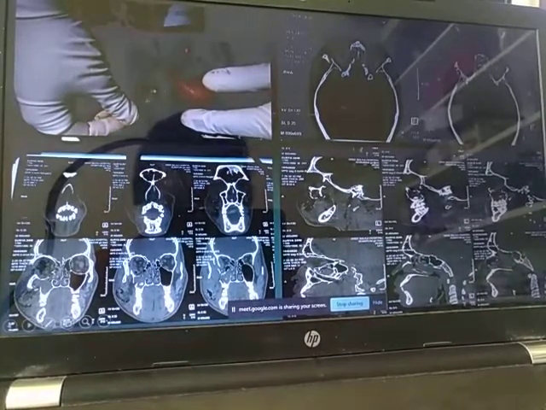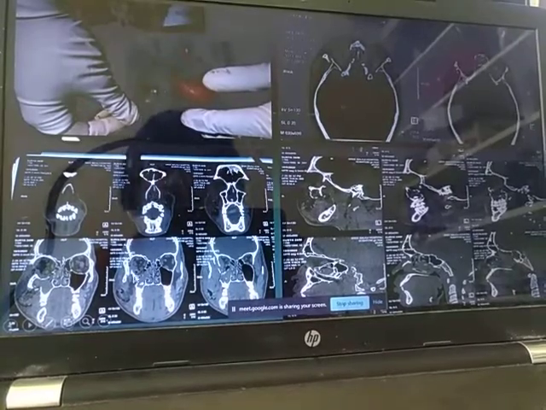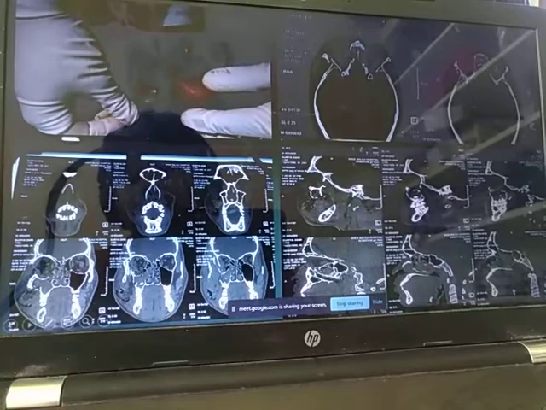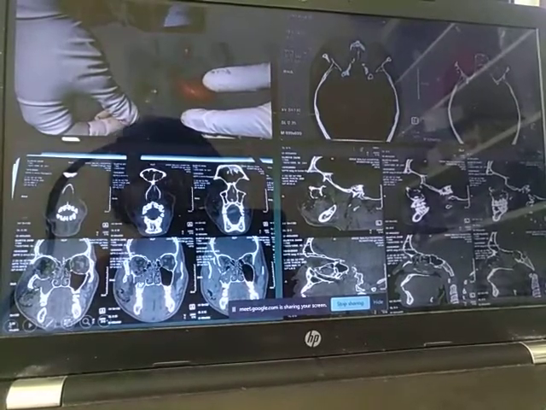You can see the CT scan of the patient. There was complete hemosinus there. The floor was displaced inferiorly.